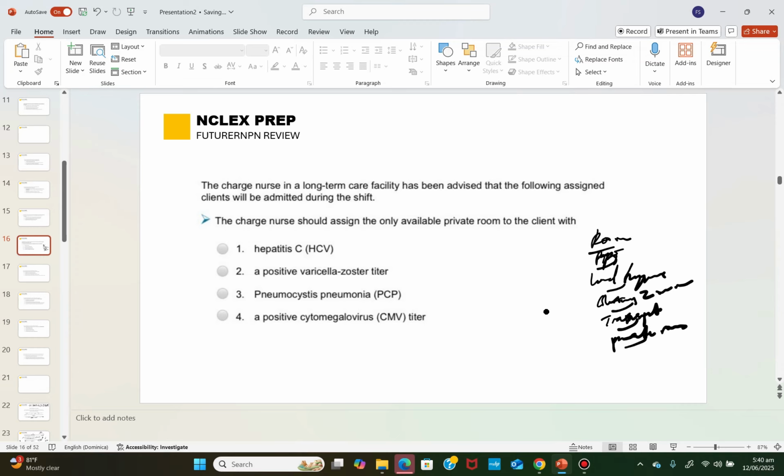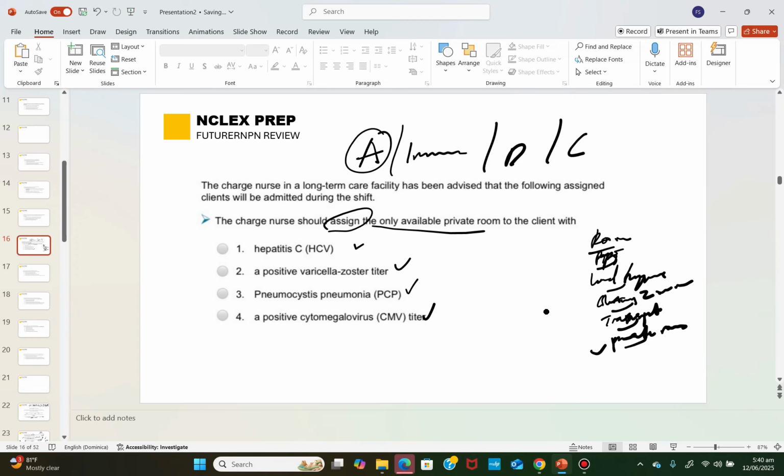Now, this particular question is obviously testing us on private room. The formula for private room is airborne, immunocompromised, droplet, and contact. That is the formula. Anytime you see a private room type question, when the NCLEX is telling you only one private room is available, who are you going to assign to the only available private room? This is the formula. Now, this is what you are going to do. You are going to scan through the list of patients. You are going to find out who has airborne. If you see airborne, that's your answer.